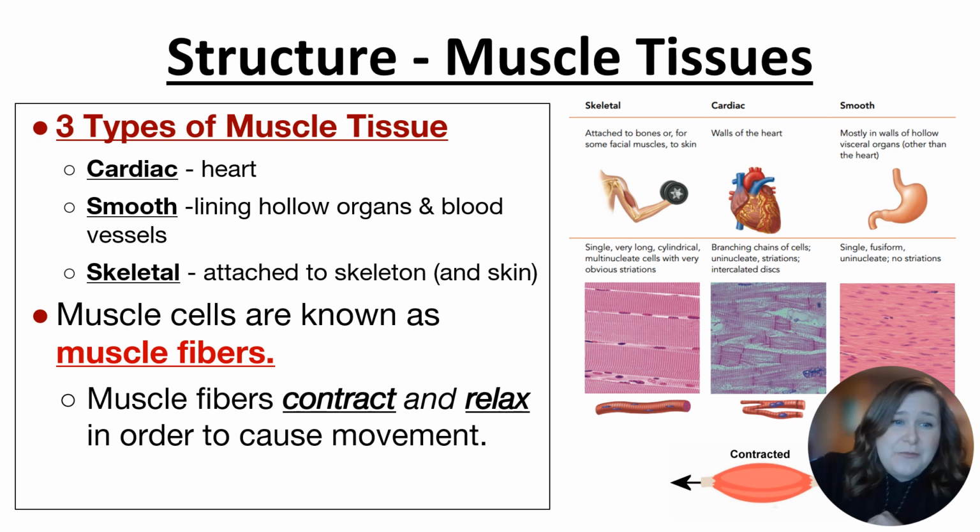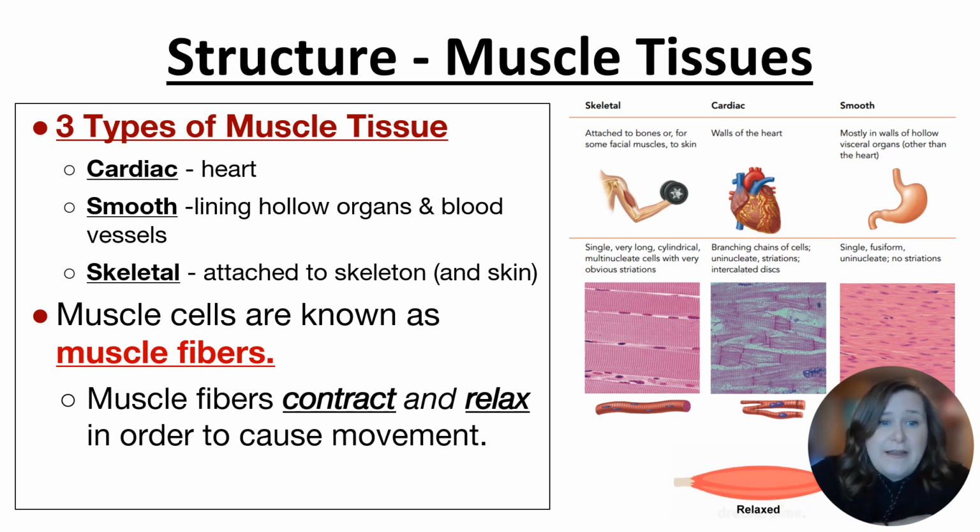We're going to talk about three different types of muscle tissue. We have cardiac tissue, which we find in the heart. We have smooth muscle tissue. We find that lining hollow organs. Hollow organs are going to be things like your bladder and your stomach and things that are made to fill up with stuff. And then also smooth muscle lines our blood vessels.